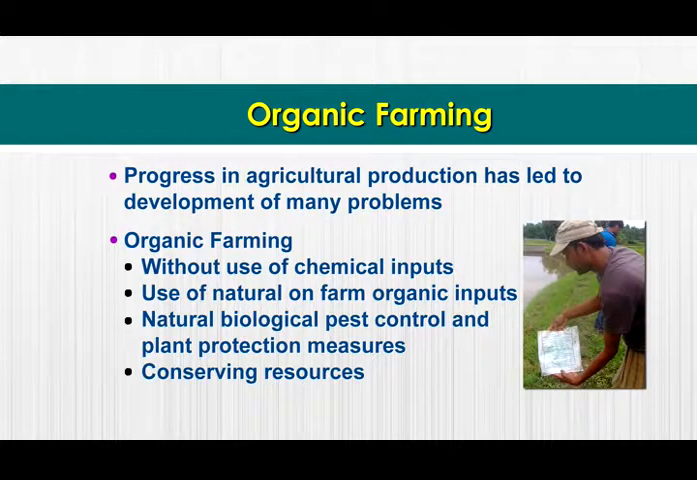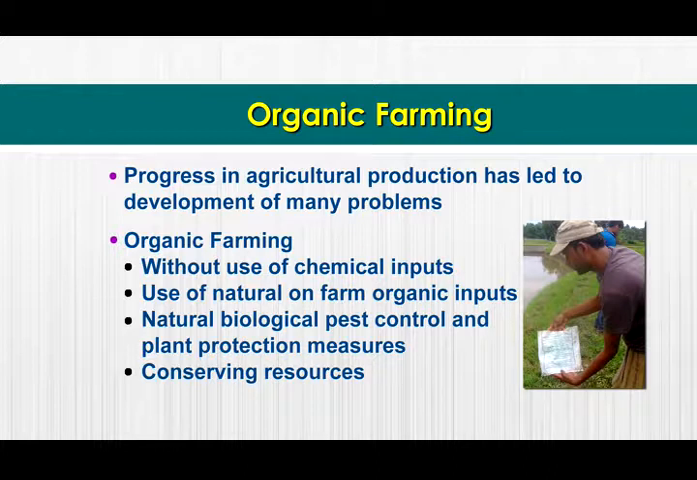Then another scope for agriculture is organic farming. Organic farming is most important because we have increased our production by using chemical fertilizers, pesticides, and other chemicals. But they have created a number of problems. We have seen a decline in the fertility and productivity of soils, a soil salinization problem, a waterlogging problem, and the appearance of micronutrient deficiency.